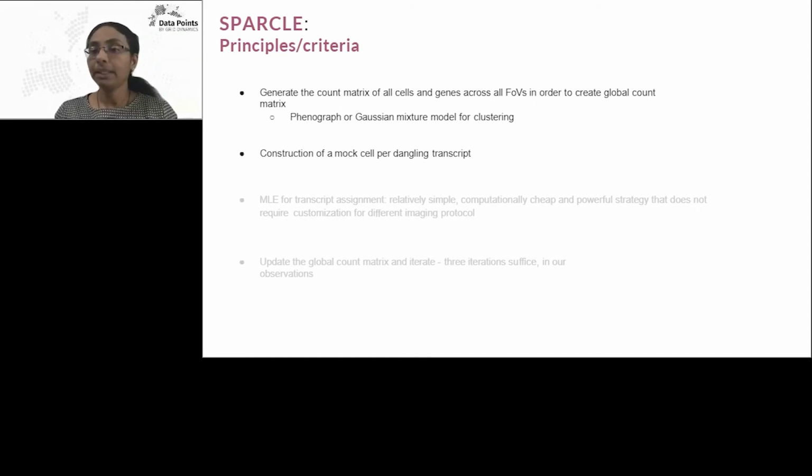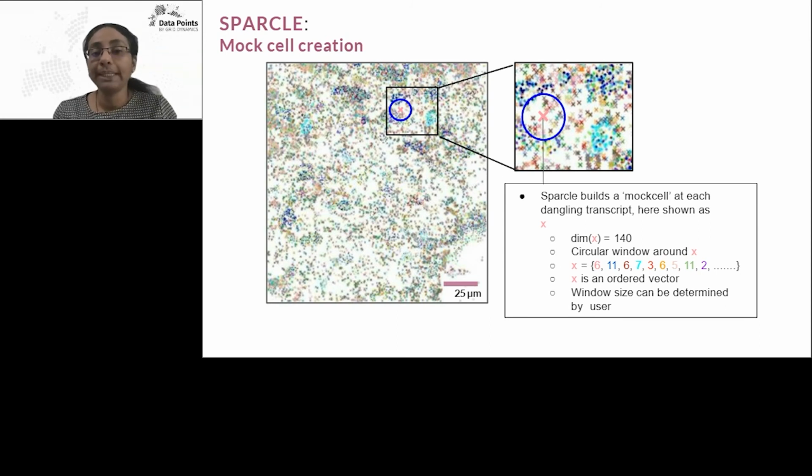can apply any of your clustering methods that you like. We build what is known as a mock cell for a dangling transcript. And in this image here, this is again one of the ones that I've shown in panel C before. I have a pink cross here, which is actually a dangling transcript that we call a dangling mRNA. And we build a circular window around it and quantify the number of mRNA that are around it. So we're building a mock cell that is centered at the dangling transcript. And all the details of this are present in the paper.